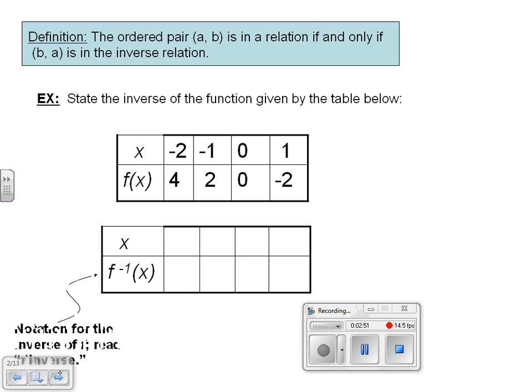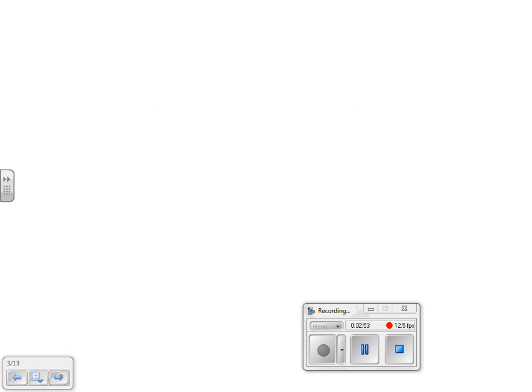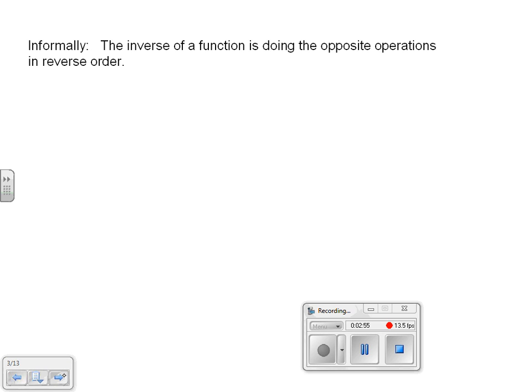So let's see what happens when we have a function. First, let's talk informally about what's happening. The inverse of a function is doing the opposite operations in reverse order from your original function. Let's see an original function. I just made this up: y equals x squared minus 7.